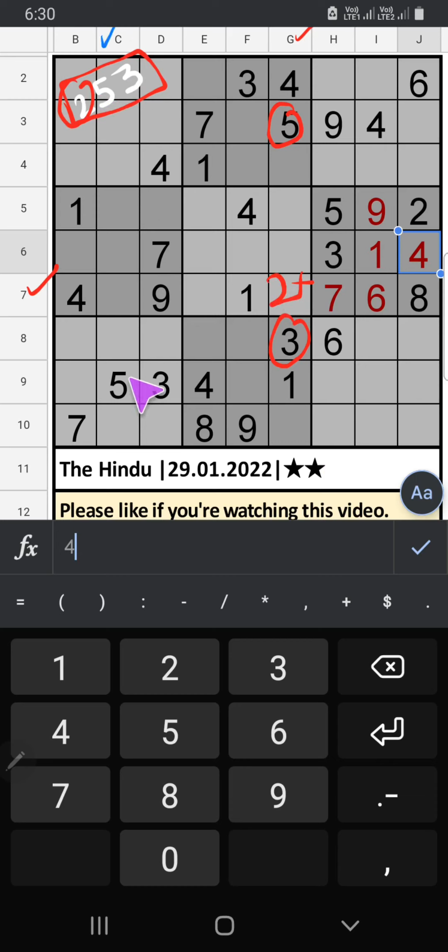Column C we have 5. So 5 can't come in this cell. Then 5 is confirmed here. Then 3 is here.